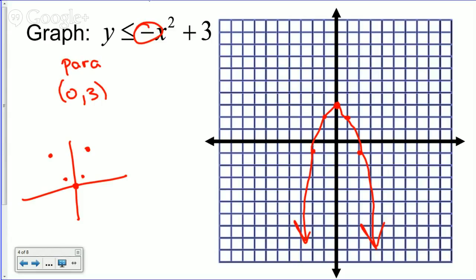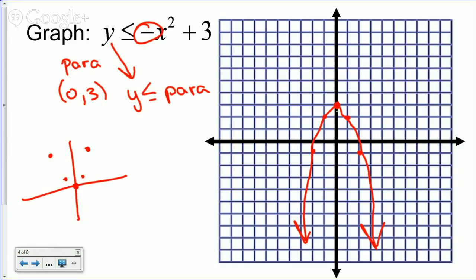Okay, so it is a solid line because of the less than or equal to. Then we're going to ask ourselves, y is less than or equal to my parabola. This is your parabola. So where is the y? Now remember, your y values are right here on this y-axis. Where are those y values less than my parabola?